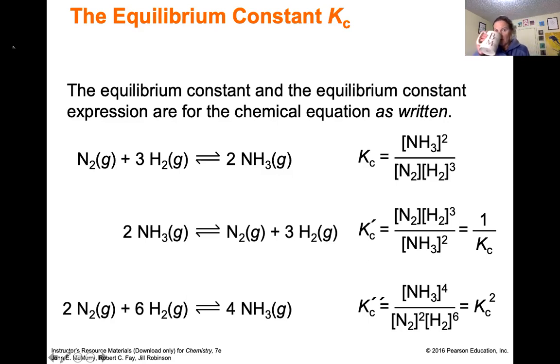In the next one, the difference between 1 and 3 is that they're going in the same direction, but you've multiplied all the stoichiometric coefficients times 2. That means now it'll be ammonia to the 4th, nitrogen squared, and H2 to the 6th. If you compare that back to the equilibrium constant for the first reaction, it's going to be that equilibrium constant squared. So if you balance the reaction differently, you'll have a different numerical value for the equilibrium constant.